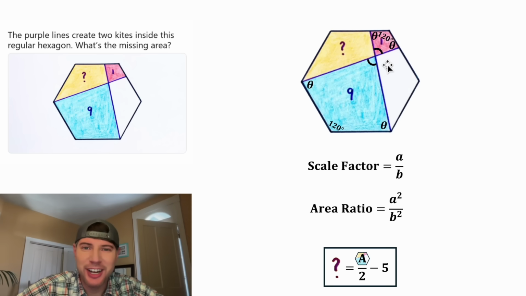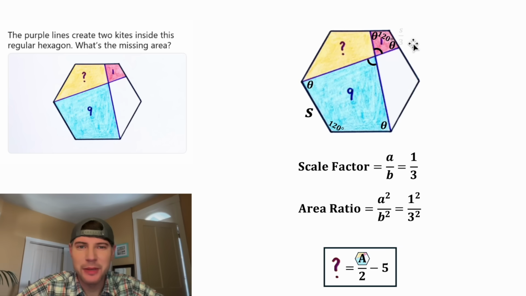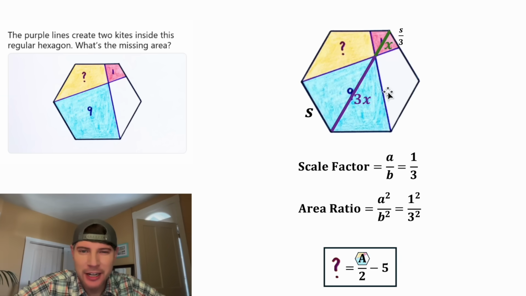So now back to our kites, the area ratio is this area of 1 divided by this area of 9. And then 1 over 9 is the same thing as 1 squared over 3 squared. So that means the scale factor A over B can be 1 over 3. So if we call this side of the kite S, this side of this kite would be S over 3. And then if we clean things up a little bit, we can also draw this diagonal. If the green is X, then the purple would be 3 times that, or 3X. Pretty cool, huh? And I'm not certain what else we can do with the scale factors, so let's move on.